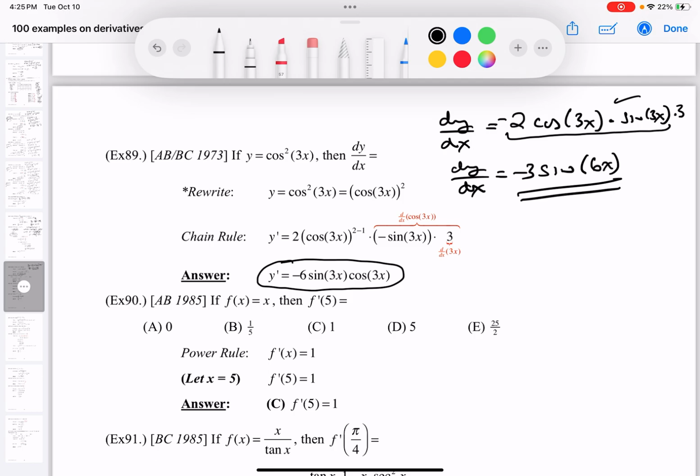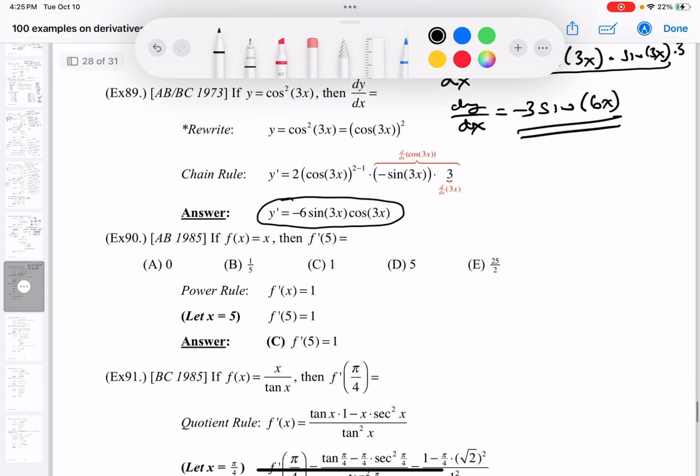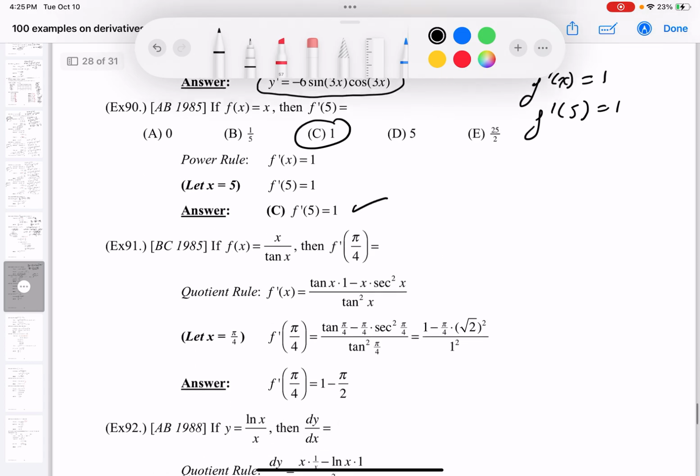And the next one is multiple choice. It says, if f of x equals x, find f prime at 5. Well, let's write this down. F prime of x is 1, so f prime at 5 is also going to be 1. So the correct choice is C. All right, let's go to the next one.